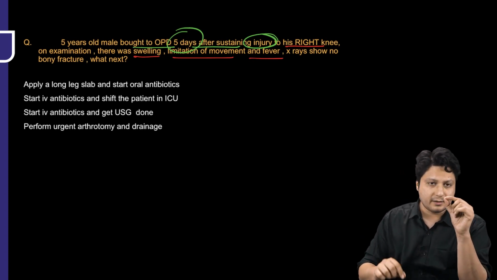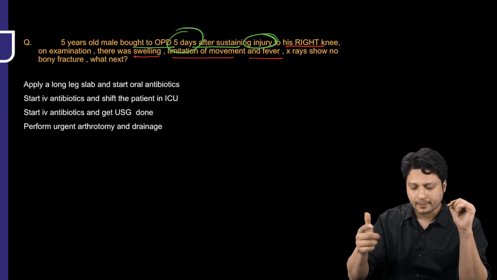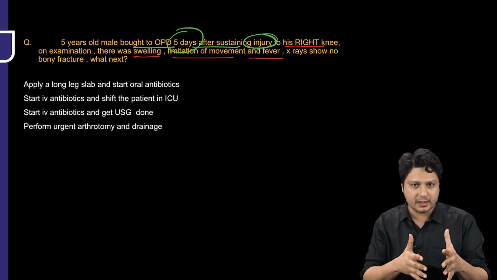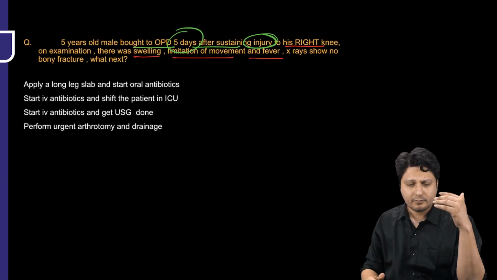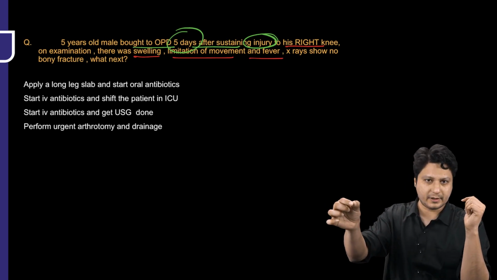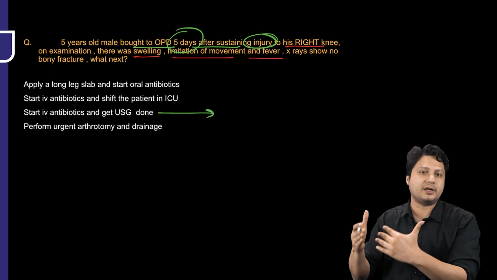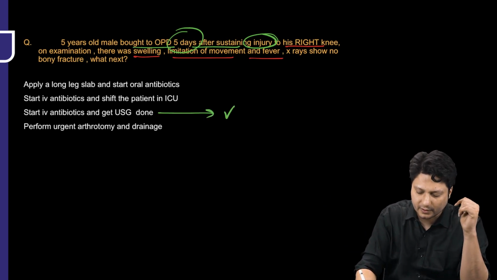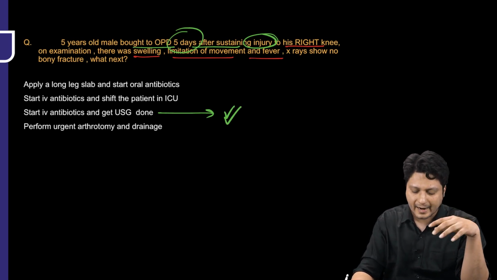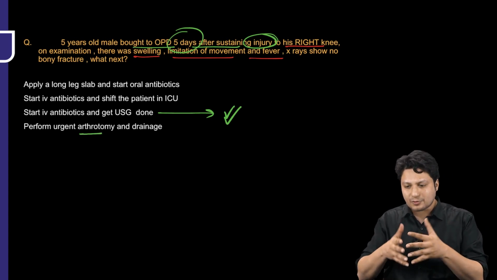Second, start IV antibiotics and shift the patient to ICU. You see, this is not such a condition in which you have to treat the patient in the intensive care unit. Option number 3, start IV antibiotics and get an ultrasonography done. Now, this is something which is going to reveal that possibly the patient is suffering from acute osteomyelitis. So this is considered to be the best answer out of the multiple options provided to you. And the last option, perform urgent arthrotomy and drainage. You know, arthrotomy means opening a joint.